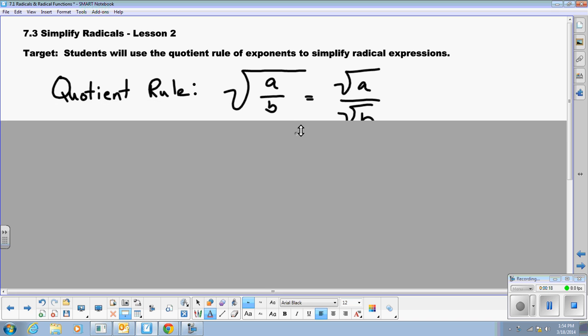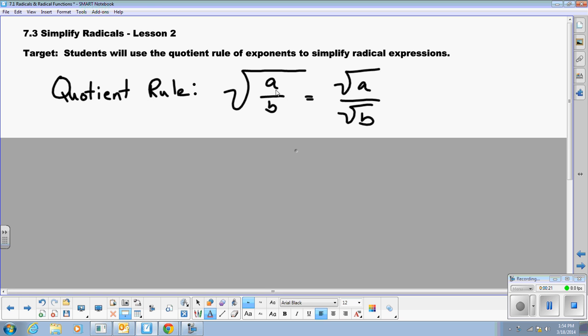To show you what the quotient rule is, it basically says this: if I have a fraction underneath a radical sign, you can break that apart into the square root of the numerator divided by the square root of the denominator. You could also go vice versa. It works both directions. If I have a radical as a numerator and a radical as a denominator, and I have the same root, I can change it back the other way and make it a fraction. I can go either way with it. That's the advantage of the quotient rule.